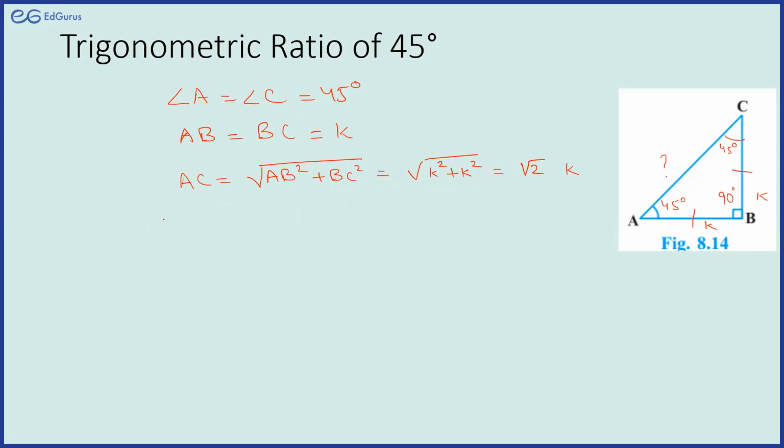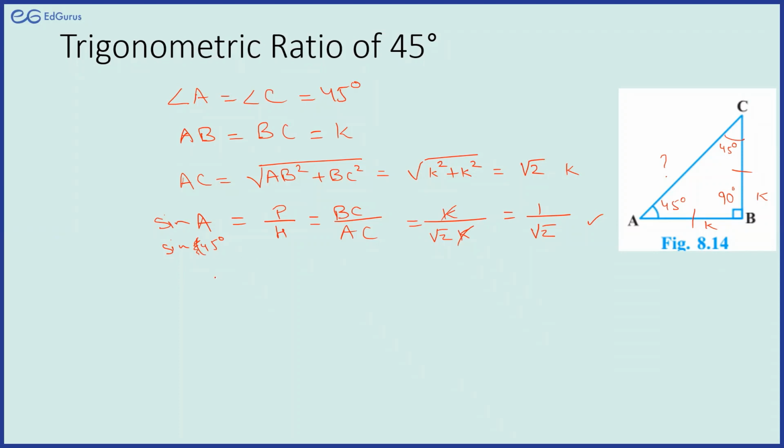Okay, so what does this mean? This means sine of A is equal to perpendicular upon hypotenuse, which is BC upon AC. BC is K, AC is root 2 K. So sine of 45 degree is equal to 1 upon root 2. So we have derived the value of sine of 45 degree.